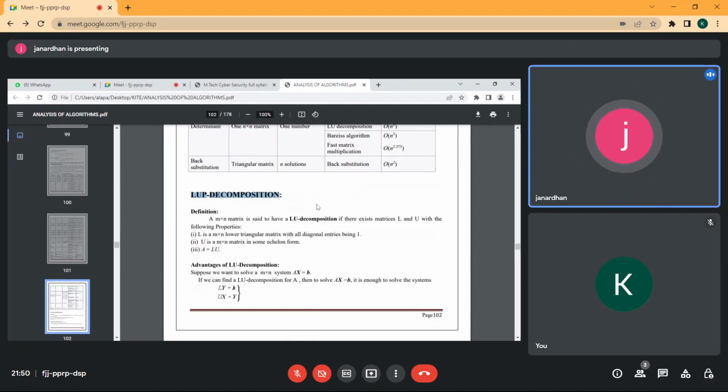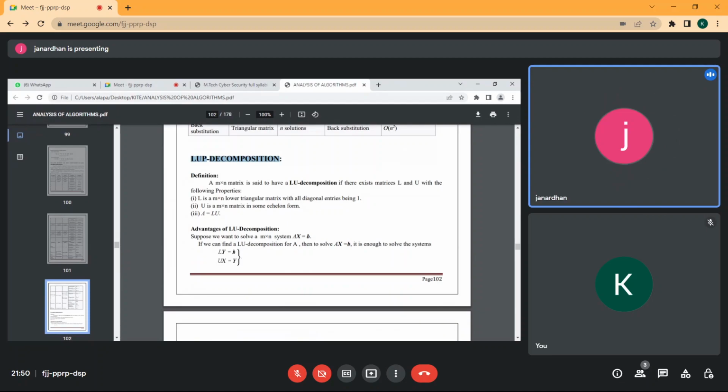LUP decompositions. An m by n matrix is said to have an LU decomposition if there exist matrices L and U with the following properties. L is an m by n lower triangular matrix with all diagonal entries being one only. L stands for lower, U stands for upper. Next, U is an m by n matrix in some echelon form.